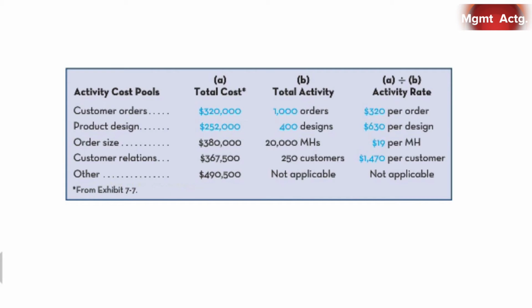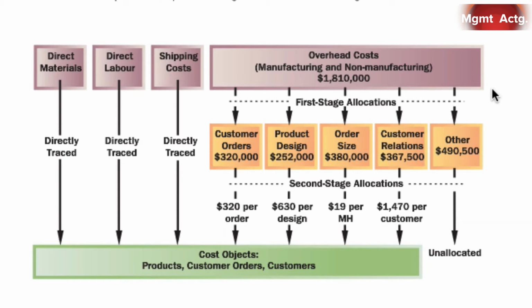Okay, let's move on. So it is worth having a look at what we've done so far, because ABC can be a little bit confusing, because instead of one stage of allocation, we have two. What we've done is we've identified some cost objects, products, customers, and orders, that we'd like to get better information on. There are some costs like direct materials, direct labor, and shipping that are directly traceable. So we don't need to apply it or assign it. It just gets put into the price of the product or the order or the customer because it is directly traceable.